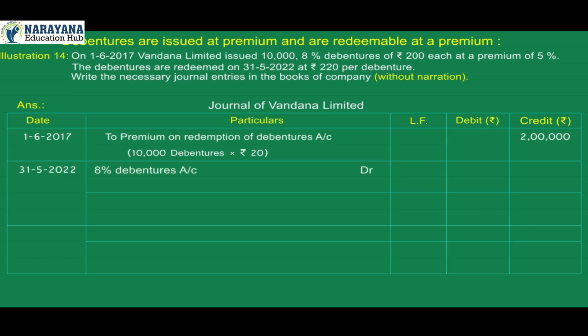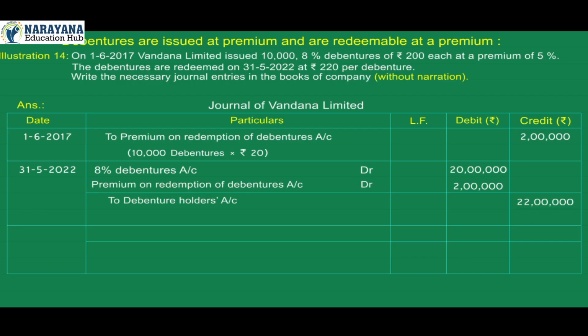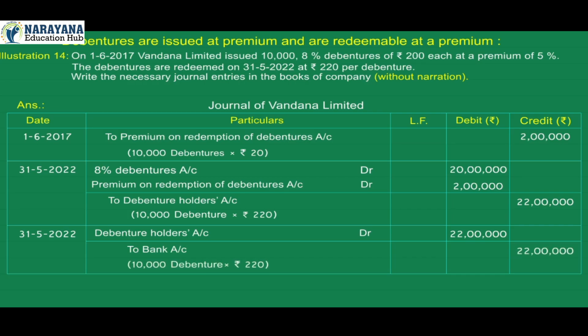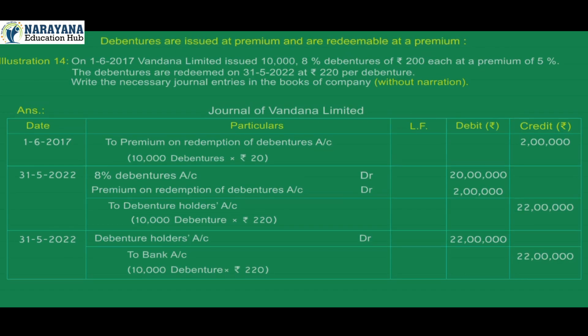On 31st May 2022, 8% debentures account debit 20 lakh. Premium on redemption of debentures account debit 2 lakh. To debenture holders account credit 22 lakh. 10,000 debentures into Rs 220. On 31st May 2022, debenture holders account debit 22 lakh. To bank account credit 22 lakh. 10,000 debentures into Rs 220.